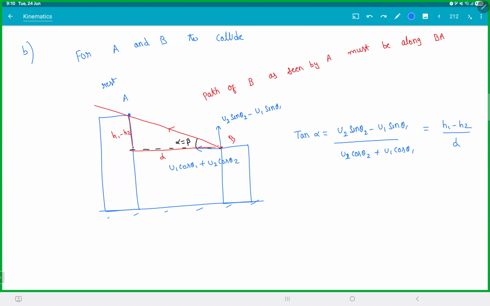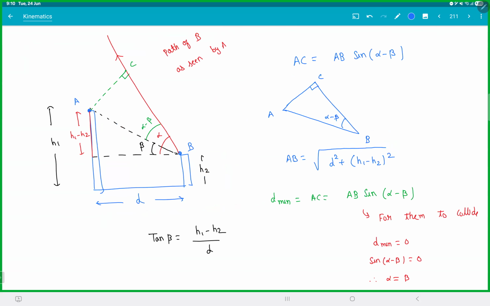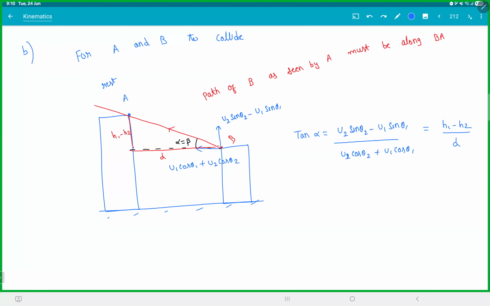This is much easier and faster. If they ask you the minimum distance, yeah, you still have to do a little working. But if they ask you the condition for collision, it is easy. Now from here, you can get all cases. If you put h1 and h2 both 0, meaning you are on the ground level, that means the condition is what? u2 sine theta 2 must be equal to u1 sine theta 1. So I can get all variations of problems.